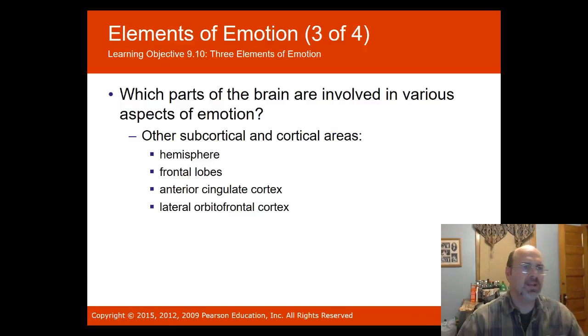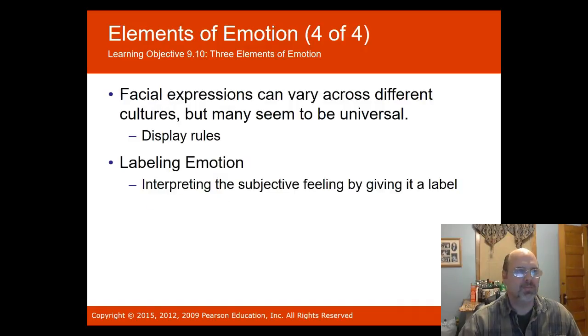Next, which parts of the brain are involved in various aspects of emotion? There are subcortical and cortical areas on different hemispheres, different lobes. There's what's called the anterior cingulate cortex and the lateral orbitofrontal cortex. A lot of big words, but all of that helps us identify, express, and manage emotions.